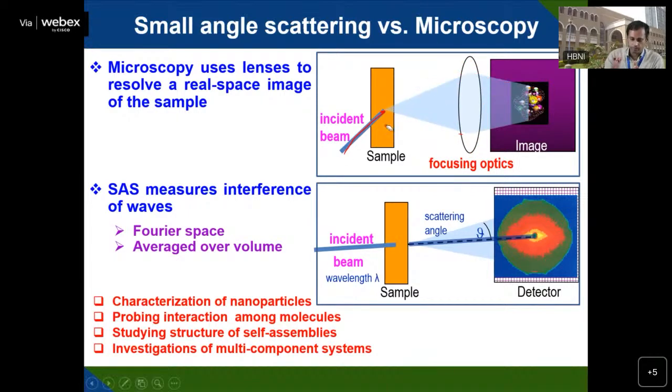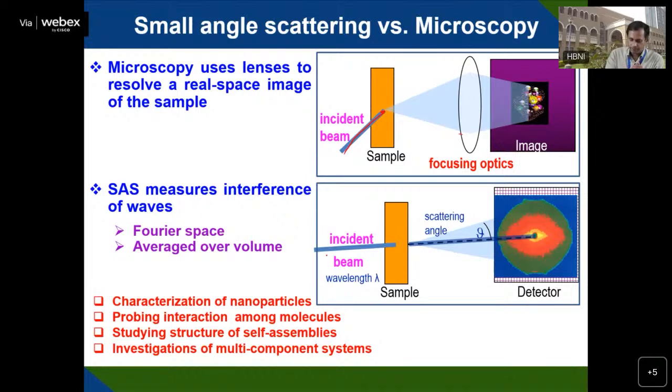But in the case of small angle scattering measurements, you have an interference of waves. X-ray or neutrons fall on the sample surface, and then they are scattered. Since this is a scattering technique, it is mainly based on the generation of waves. You look at how those waves interfere with each other, so mainly it measures the interference of wave vectors.